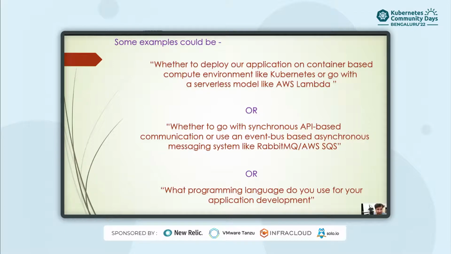One example could be whether you go with a synchronous API-based communication or an asynchronous message bus-based communication. This can be treated as an architectural decision. This is a decision you need to take early on, because it might be very difficult to move from synchronous to asynchronous or asynchronous to synchronous. There might be some cost involved in terms of effort, financial cost, resourcing, all of that.